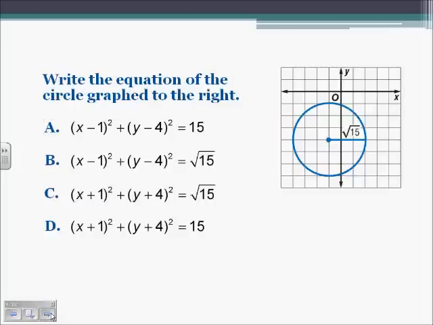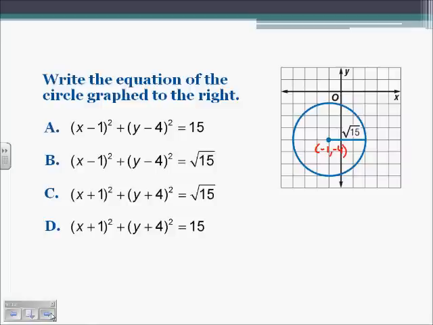All right, write the equation of the circle graphed. So first we need to know the center. Our center, our x point is at -1, and then we go down 1, 2, 3, 4. So our center is at (-1, -4). They tell us the radius is the square root of 15. The square of that is going to be positive 15. So we know our answers are going to be either A or D.